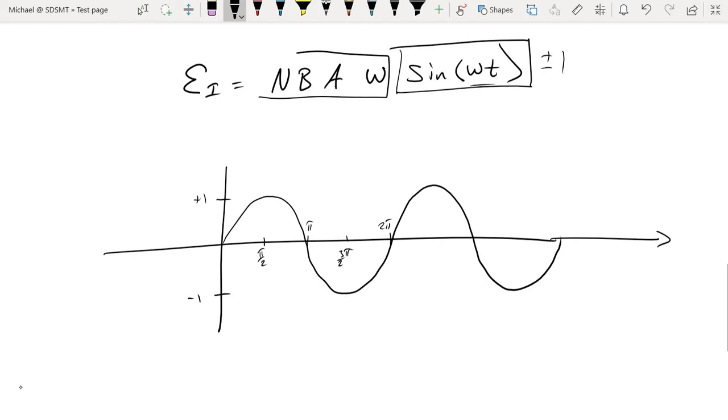Everything else out front is what we would categorize as the amplitude of this wave function. And so by multiplying 1 by the product of NBA omega, our wave function will now alternate between the values of positive NBAω and negative NBAω.